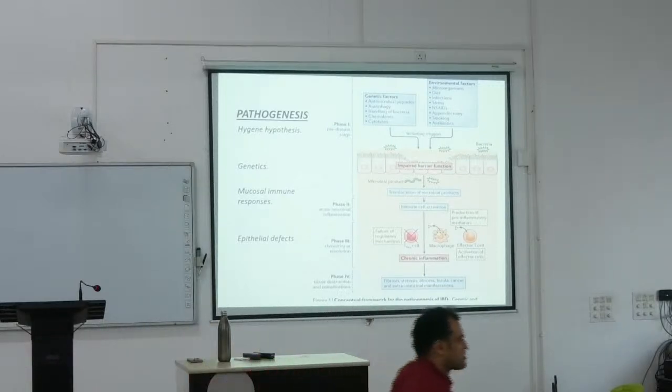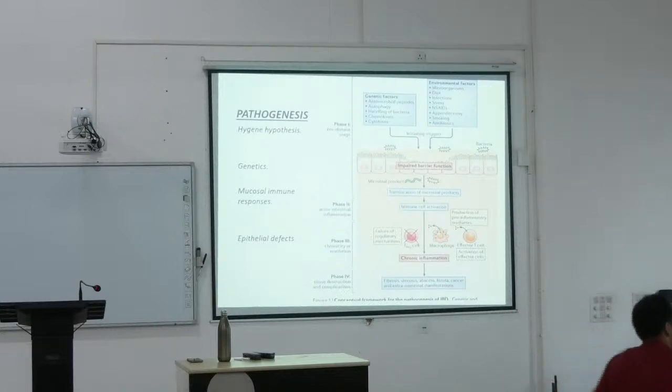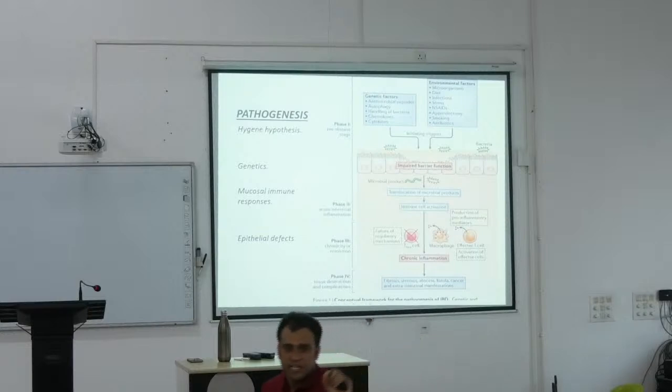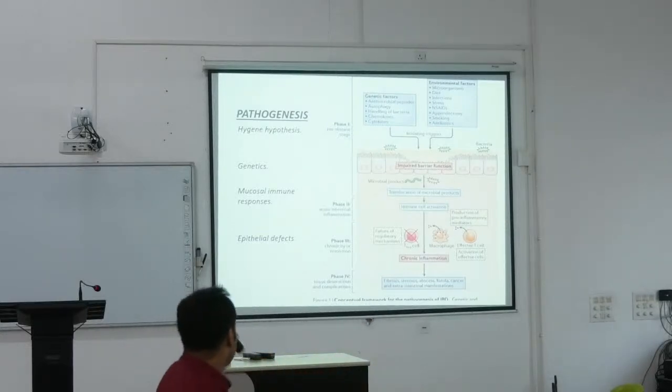Then comes genetics. Just remember one gene name: NOD2, nucleotide oligomerization domain 2. It is commonly seen in monozygotic and also dizygotic twins. So if family members are affected, there's every possibility of other family members being affected by IBD. So genetics has a role in IBD.